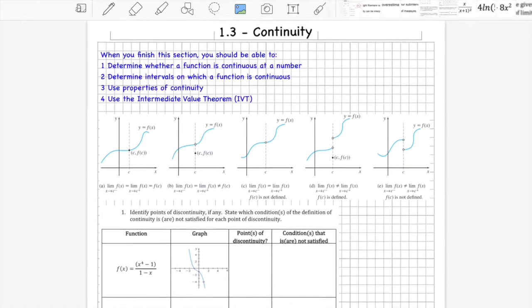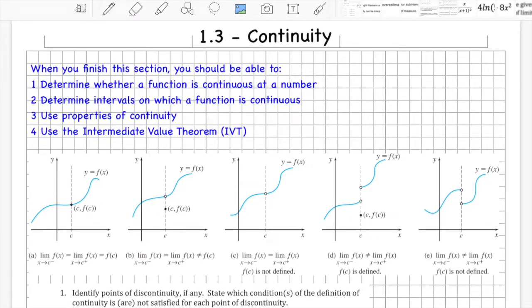Hello, we're back with another lesson. This time it's continuity. So when you finish this section, you should be able to determine whether a function is continuous at a number, determine intervals on which a function is continuous, use properties of continuity, and use the intermediate value theorem, also known as the IVT.